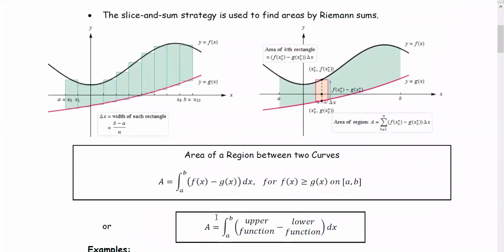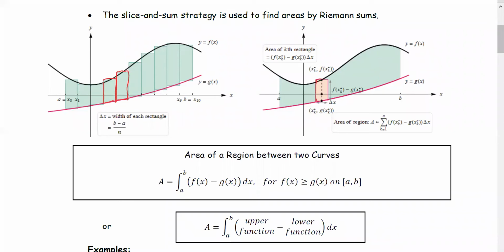The idea of this is making into subintervals and then consider the area of the small rectangles and add them all up, which is called the slice and sum technique. The formula of this one is about the integrating of the height, which is the upper function minus the lower function values, times the width, which is the dx.